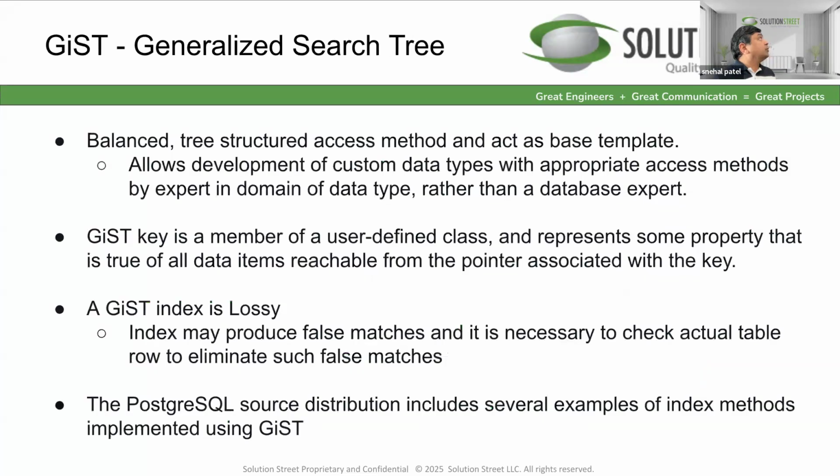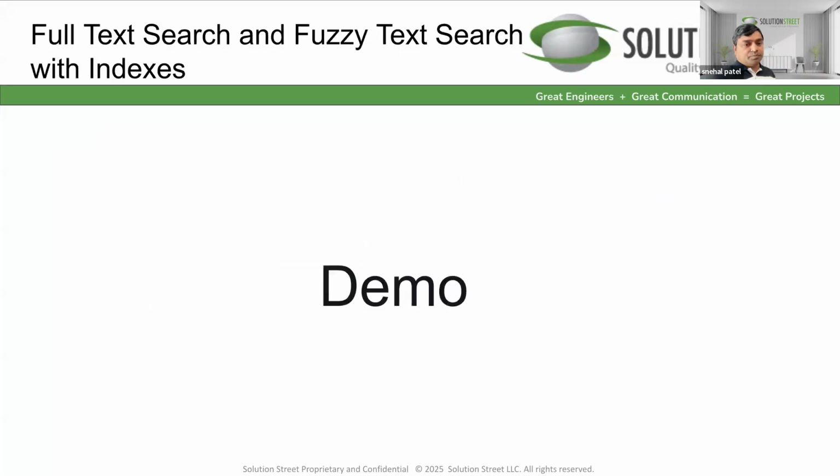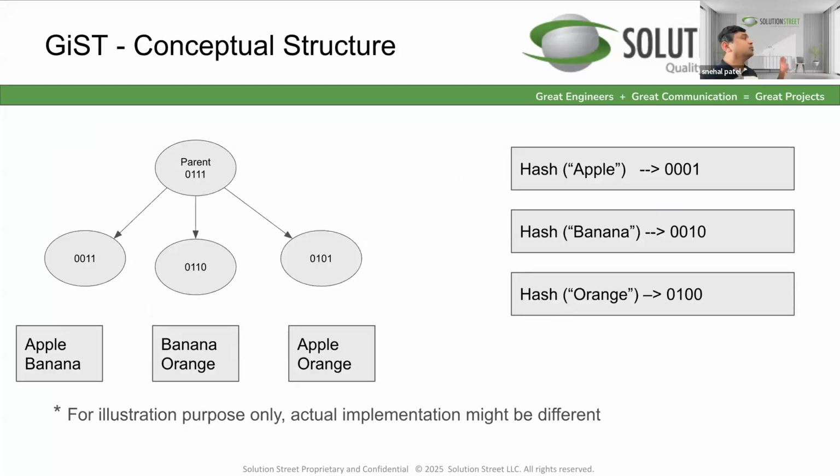All right, so now this is generalized search, GiST. This is another index. This is just a framework that can be implemented to solve domain specific problems. For full text search, Postgres has native support, while for trigram, it comes up with the implementation. So how is this GiST different from the GIN index?